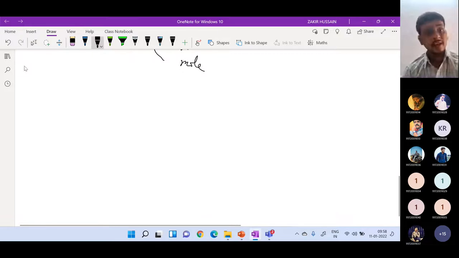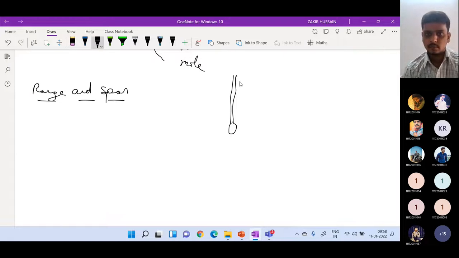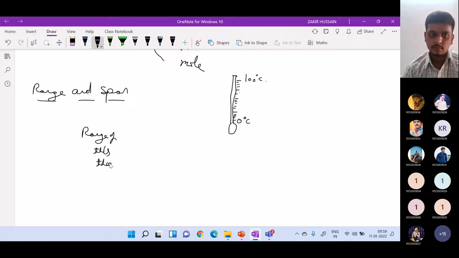First, let us define range and span so that the characteristics can be defined very easily. What are instrument range and instrument span? For example, if there is a thermometer whose scale is like this, which can measure the temperature from 0 degrees centigrade to 100 degrees centigrade, what is the range of this thermometer? Zero to 100 degrees centigrade is the range. Range does not mean the highest value; it is defined in between, 0 to 100.